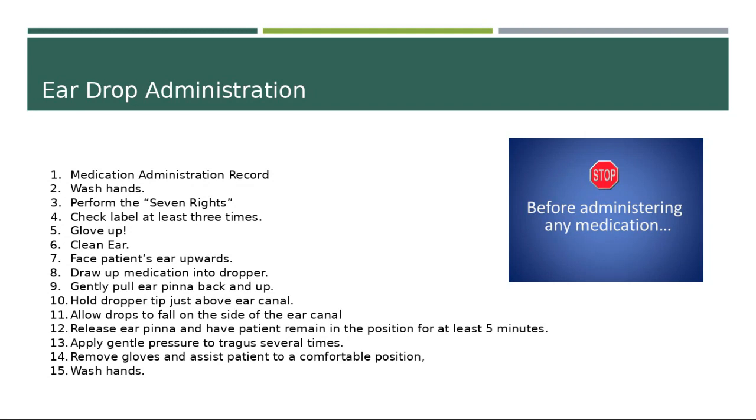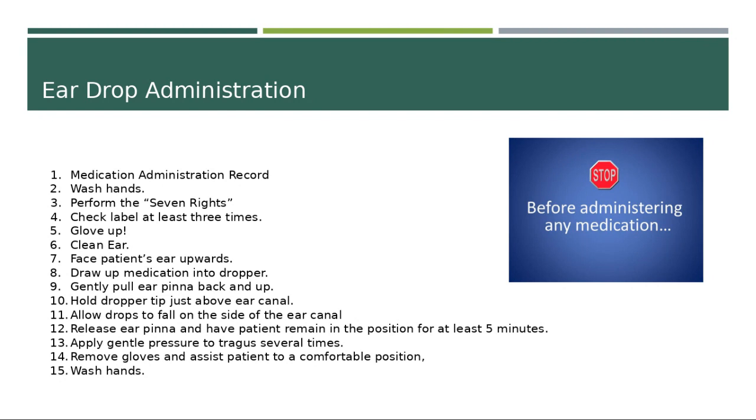And so your 7 rights involve having the right patient, having the right medication, having the right dose, the right route of administration, the right time, making sure to adhere to the right prescribed dose and schedule, the right reason, and the right documentation. So following these 7 steps ensures that there will be no medication administration errors.